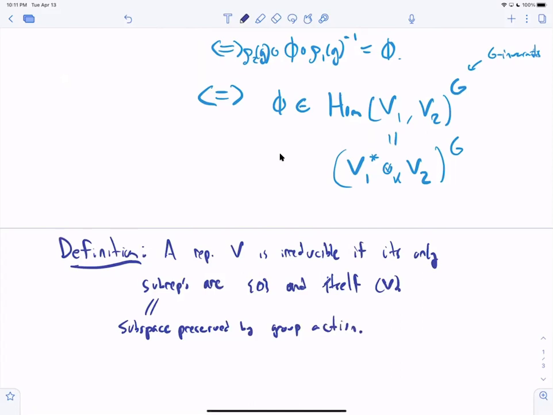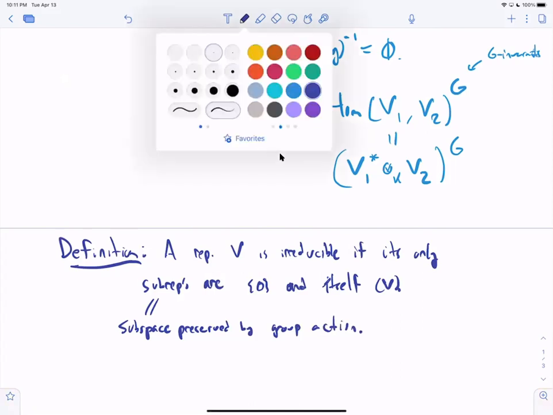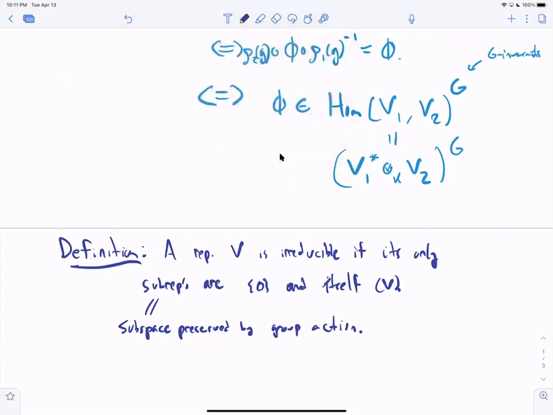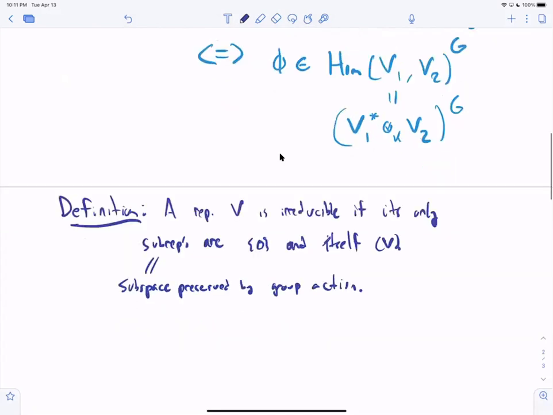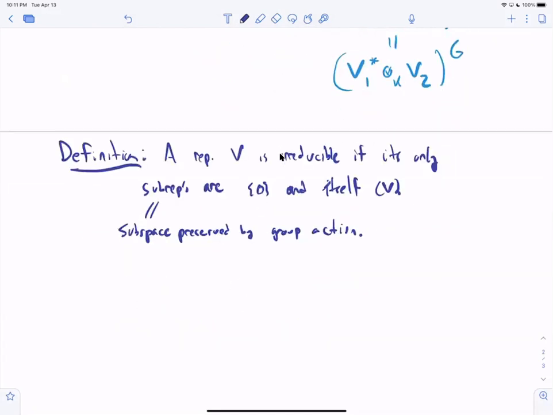Okay, now let me say the main theorem. Irreducible representations are going to be the building blocks. That's not surprising from the definition. This definition makes sense in many different categories, for example in the category of rings or the category of modules. If you fix a ring, you look at modules of that ring. It makes sense to say a module is irreducible if and only if its only sub-representations are zero and itself.